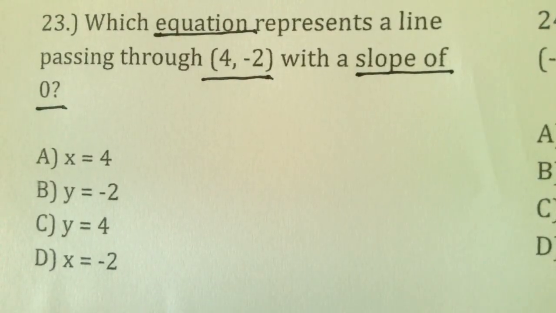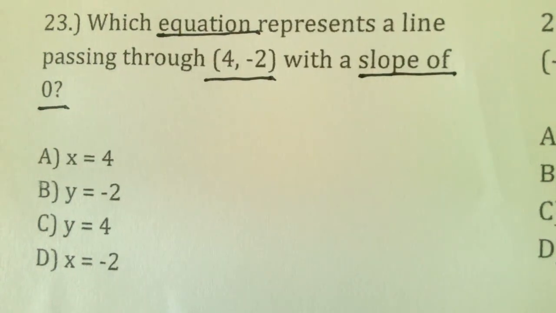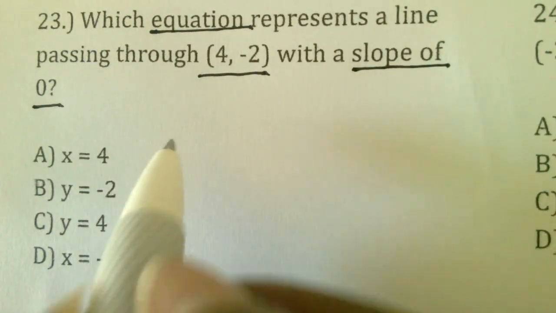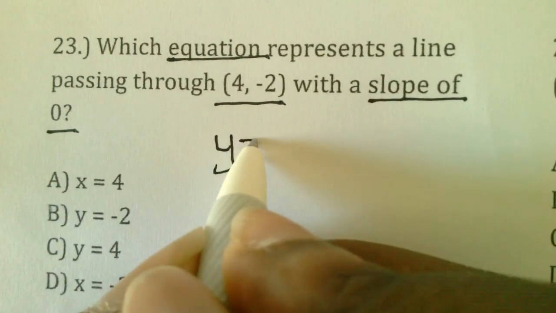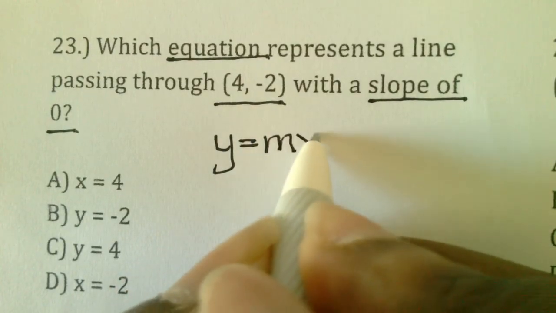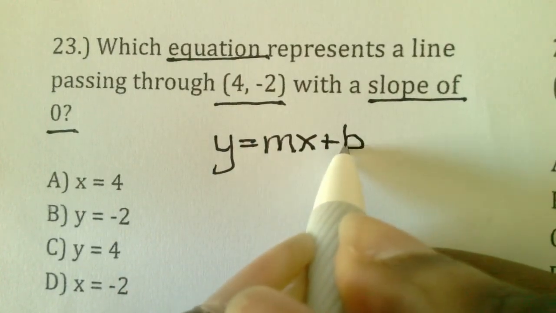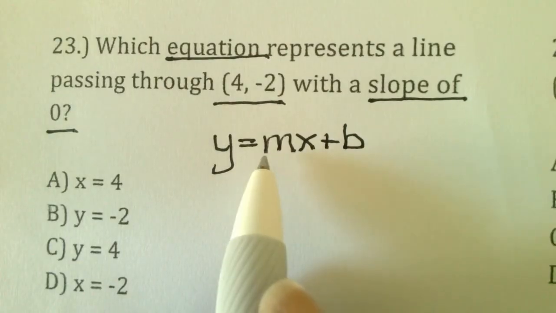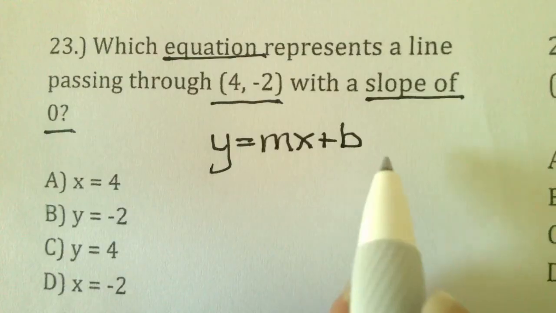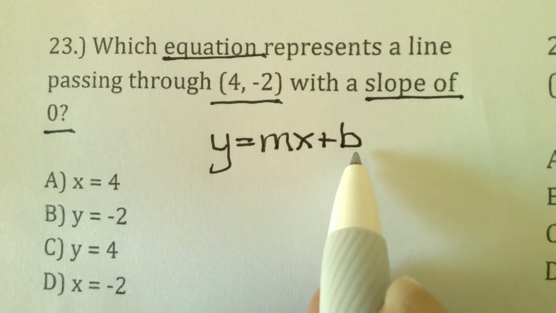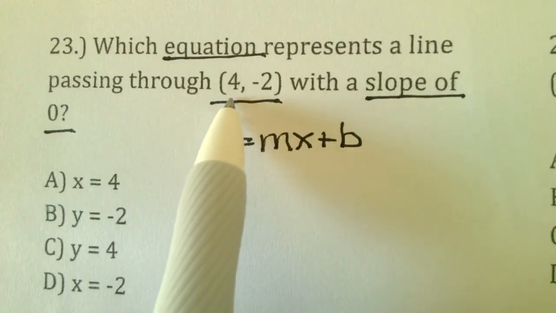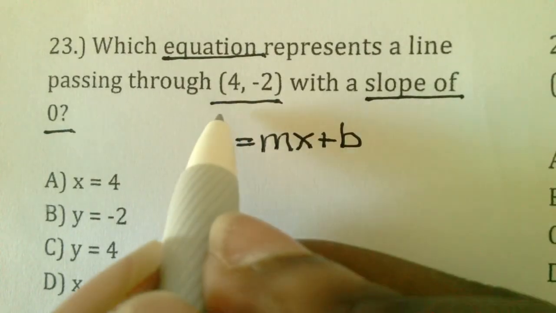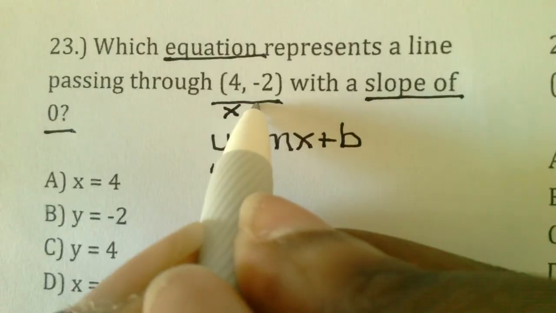Now I know, and I'm going to show you this in 2 ways. When I see equation, the very first thing that I think of is y equals mx plus b. Your m is your slope, your b is your y-intercept. But they're not giving us the y-intercept. They're giving us a point. That means this is your x and this is your y.